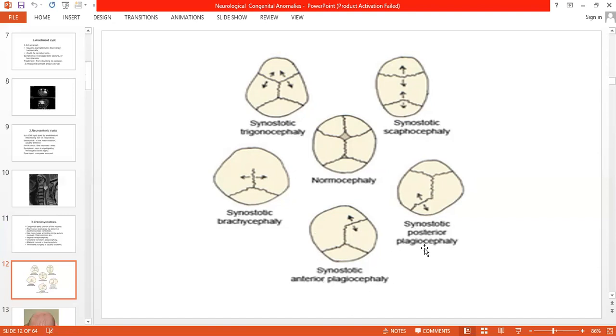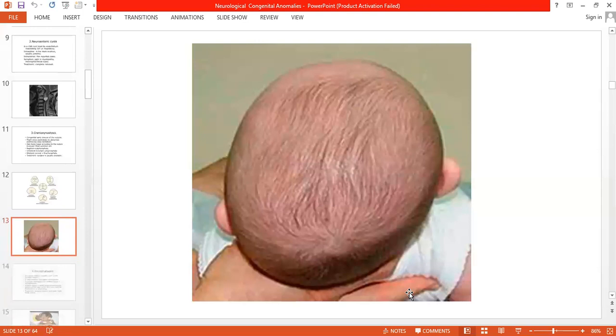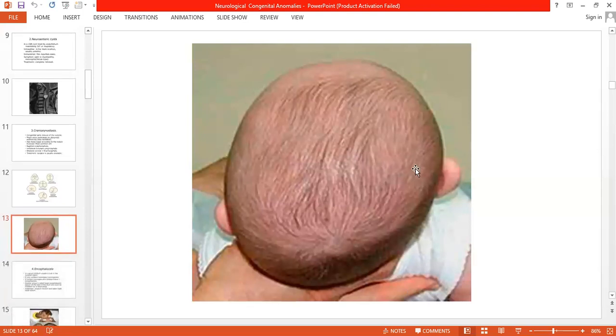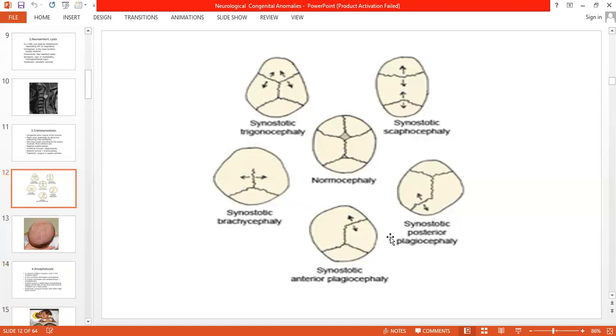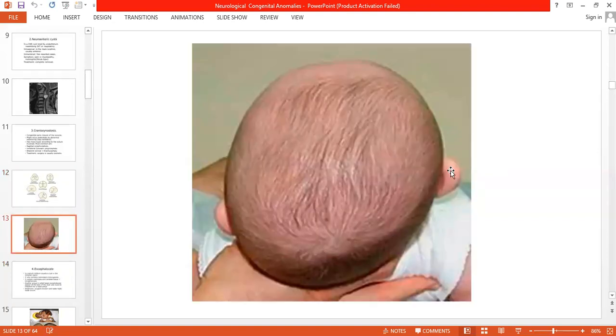This is posterior plagiocephaly. If bilateral lambdoid sutures are synostosed or prematurely closed, then this would have been called posterior brachycephaly. Okay, anterior, posterior. Which one is plagiocephaly? When only one suture, just one side, is prematurely closed.